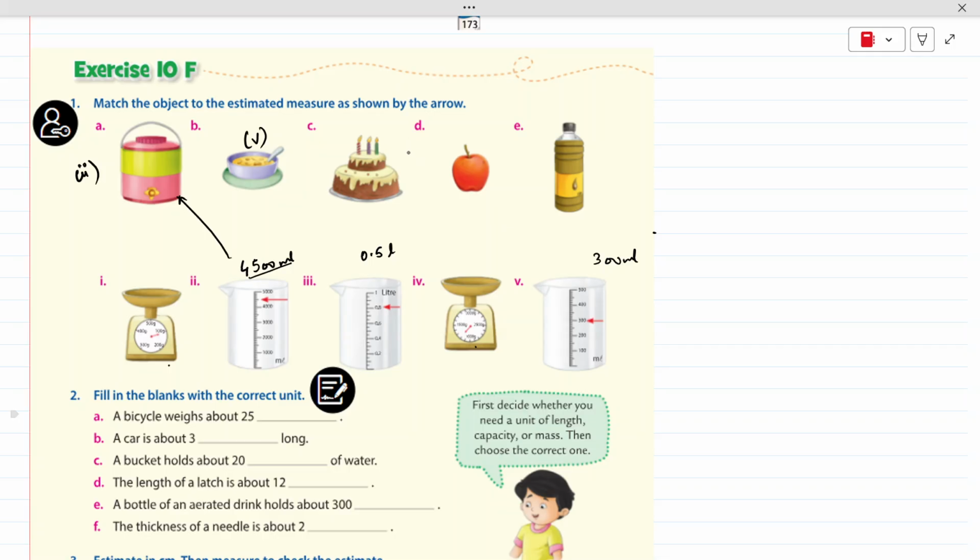Now we have a cake. The cake is very small here, and it will be measured in kgs. This one is greater. Then we have two things to measure: an apple. The weight, or you can say the mass, of the apple can be measured with I, and this one has greater weight, so it will be measured with the fourth part. Now the last one, where we have oil, we can map it with 0.5 liters. This is all based upon our estimations.